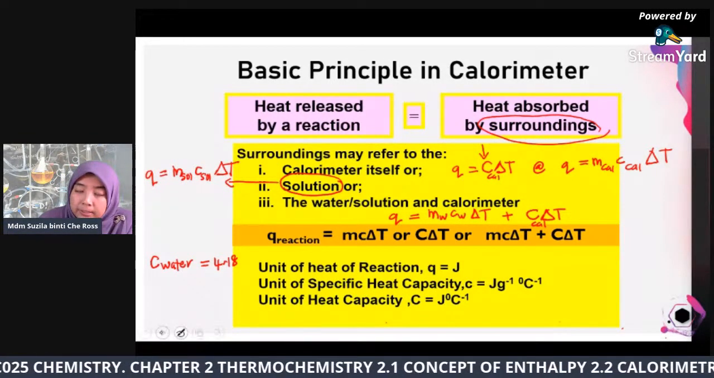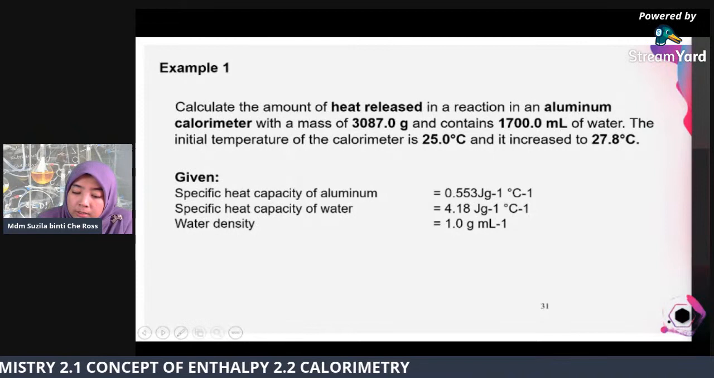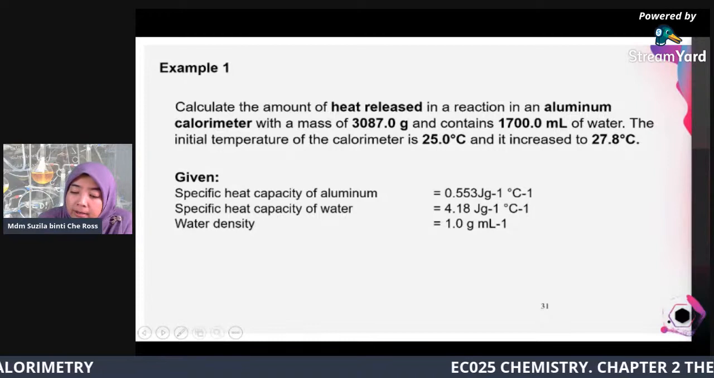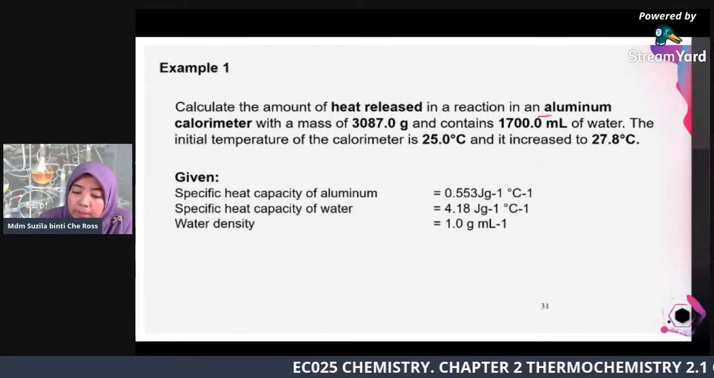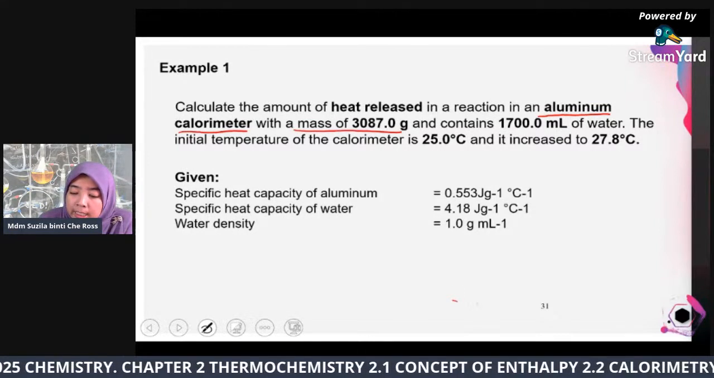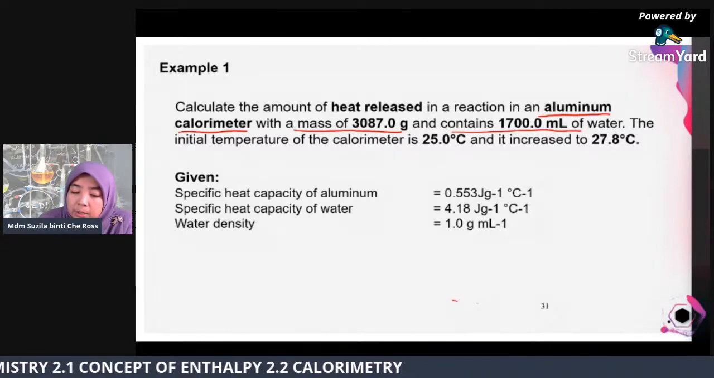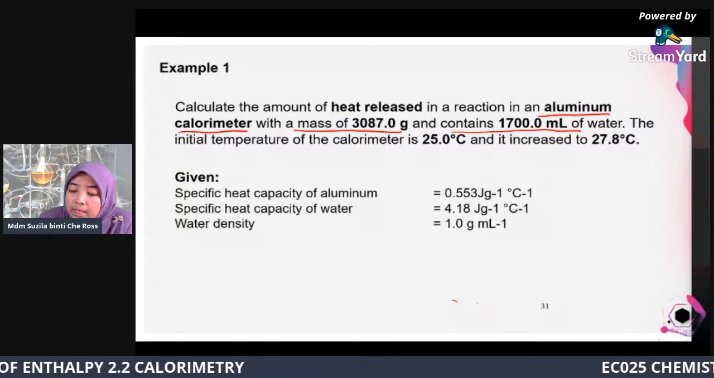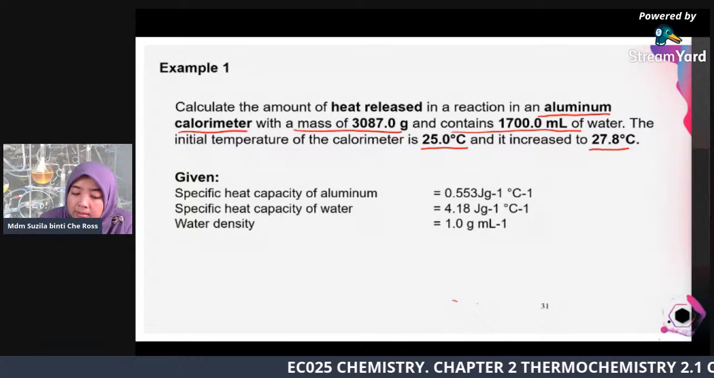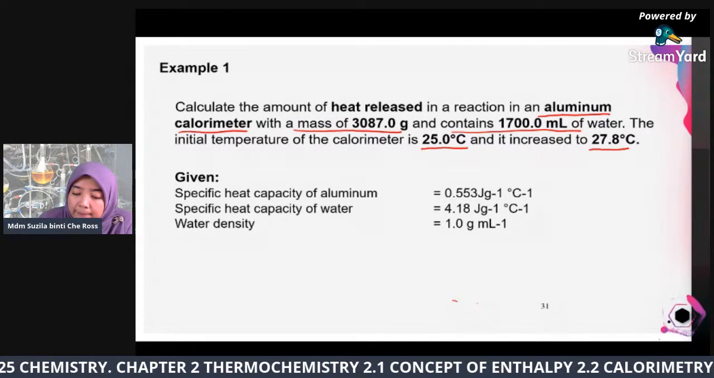So kita tengok example untuk calorimeter. Calculate the amount of heat released in a reaction in an aluminium calorimeter with mass 3087 gram and containing 1700 ml water. The initial temperature of the calorimeter is 25, increasing to 27.8 degree Celsius.